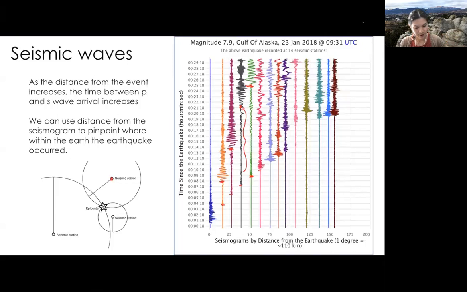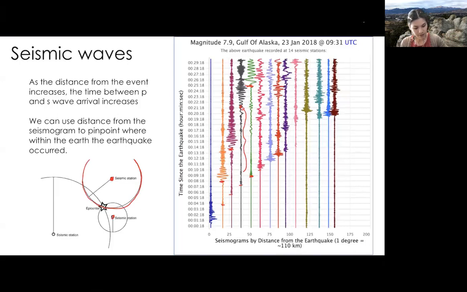And if we have a seismic station, we can then draw a radius with that distance around the seismic station and say, well, the earthquake must have occurred somewhere along this line, this radius. Unfortunately, we don't have enough information to pinpoint where it actually is. But if we can get 2 other seismic stations, we can do what's called triangulation.